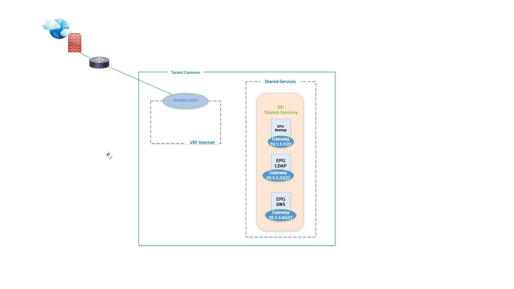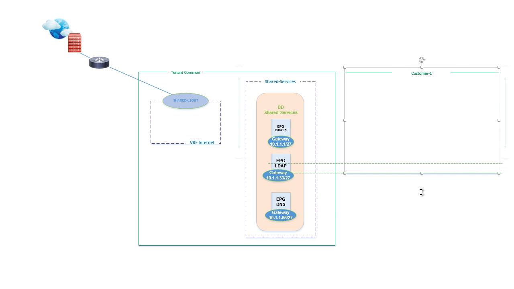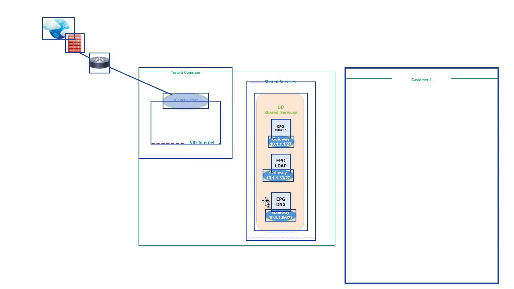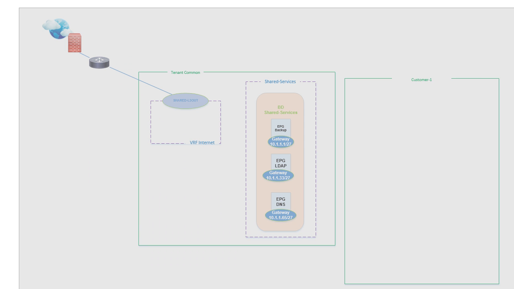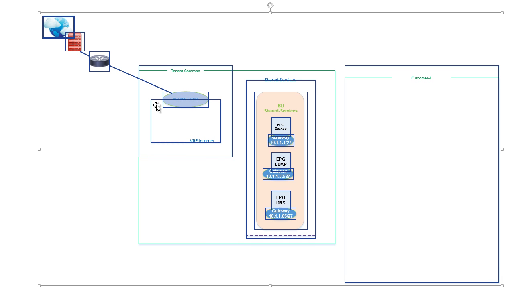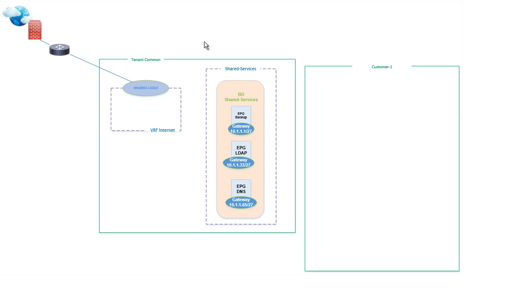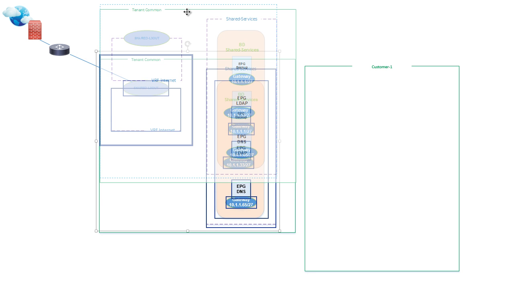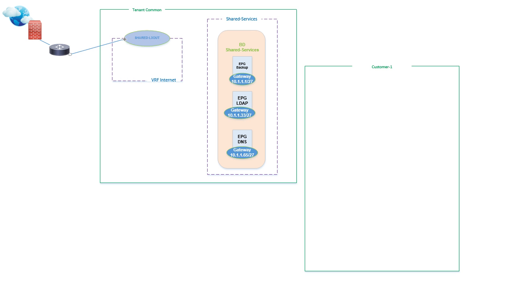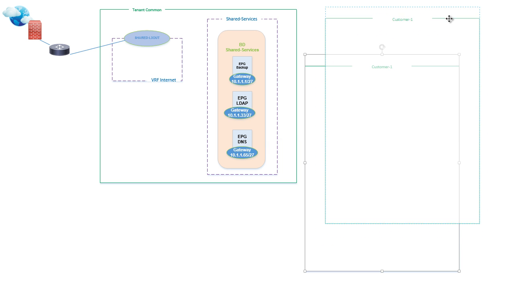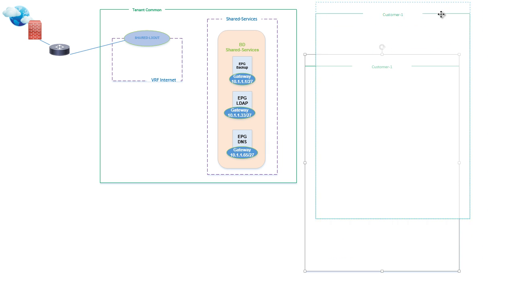Okay, what are we missing here? We need to now create our tenant. So our tenant is going to be called customer 1. You know what, let's move this up a little bit. I believe we're going to need some room. I think we can get away like this.